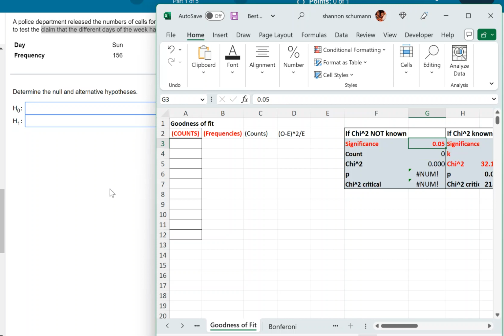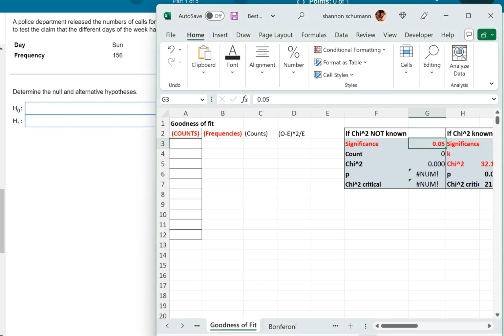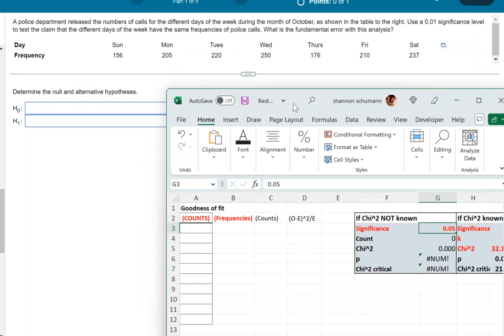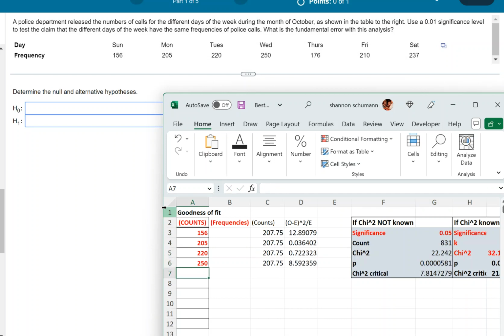So let's take a look at our data. We have 1, 2, 3, 4, 5, 6, 7, because we have 7 days of the week, and I'm going to enter those into the counts, into column A. So on Sunday, I have a 156. Monday, I have a 205. Tuesday is a 220. Wednesday is a 250. Thursday is a 176. Friday was a 210. And Saturday was a 237.